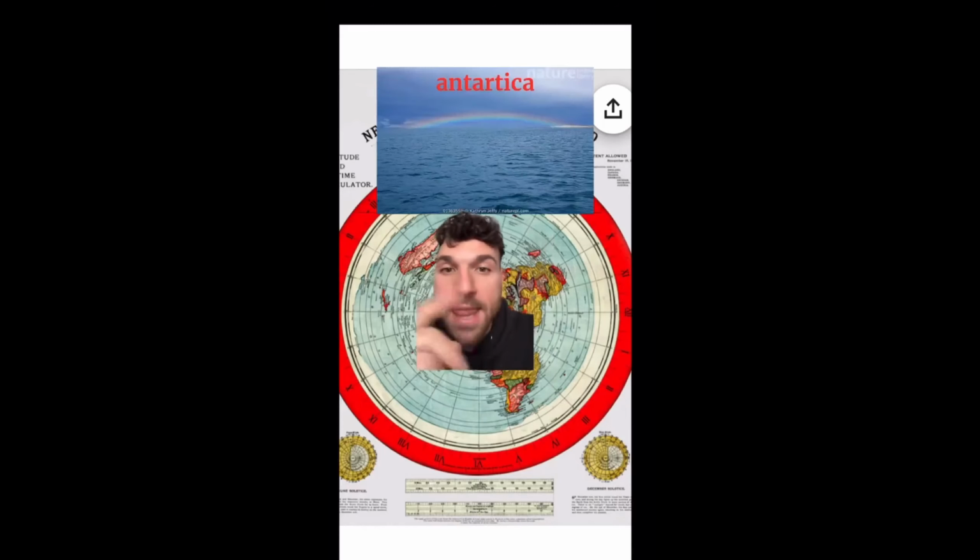Now let's move on to Australia. Look at the arch. It is much smaller because it is closer to the edge of the dome. And then we have Antarctica, which encompasses our stationary Earth 360 degrees. Look at the rainbow. This is what you observe in Antarctica. It's very tiny because it is very close to the edge of the firmament.